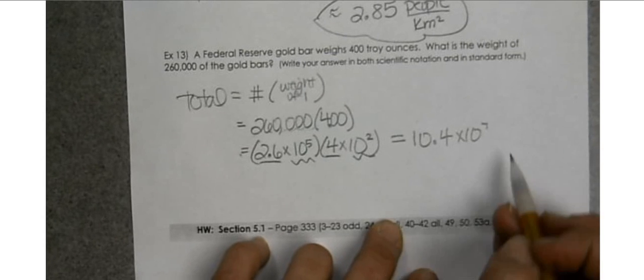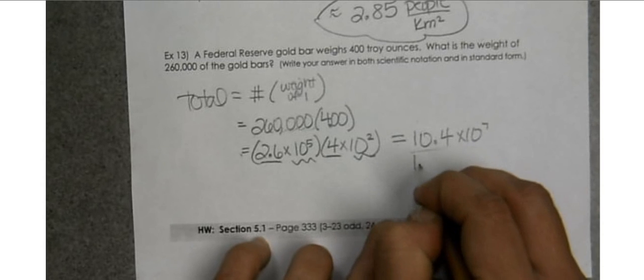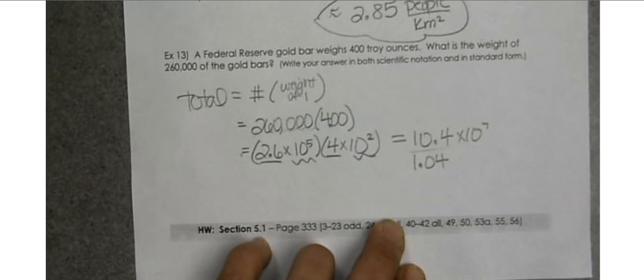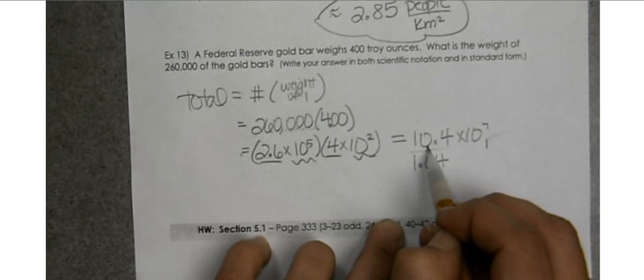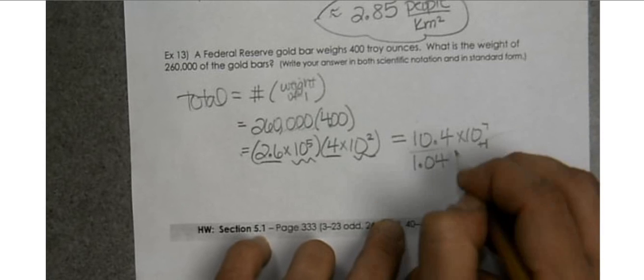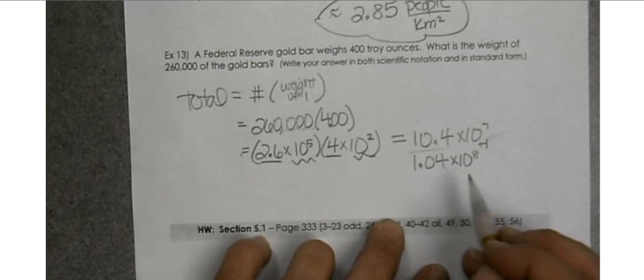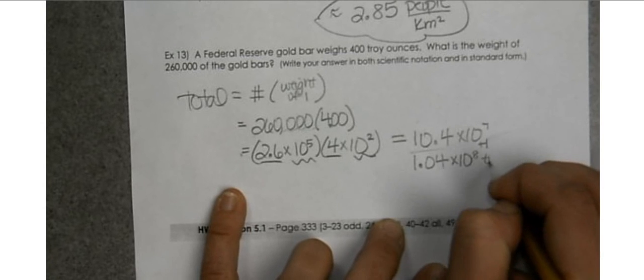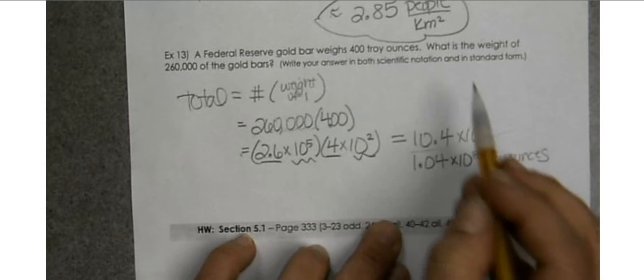But the issue is that this number is not between 1 and 10. So to make it between 1 and 10, I'd have to change the 10.4 to 1.04. And I am going to have to change that exponent by 1. And even though it's not a huge number, it's bigger than 10, so I'm going to add to change the exponent. And so that would be 1.04 times 10 to the 8th troy ounces. And that's scientific notation.